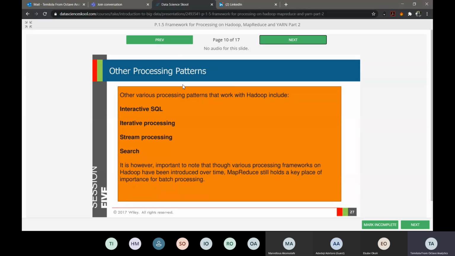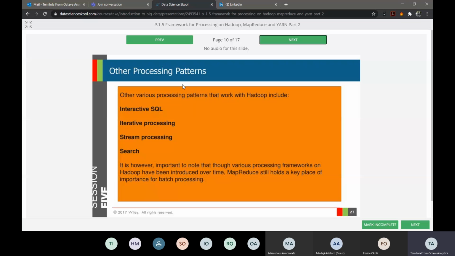So what other processing patterns do we have in the Hadoop ecosystem? You have your interactive SQL. What does interactive SQL mean? Let's say you don't want to use Hive to work on the structured part of your data. With newer technologies like Impala and Tez, you can write SQL queries on Hadoop and still be able to scale up on large data sets.